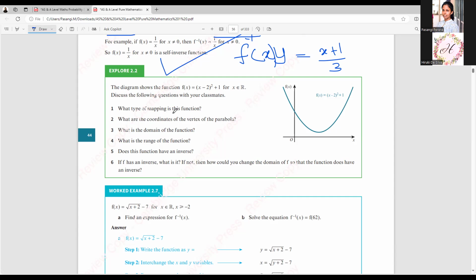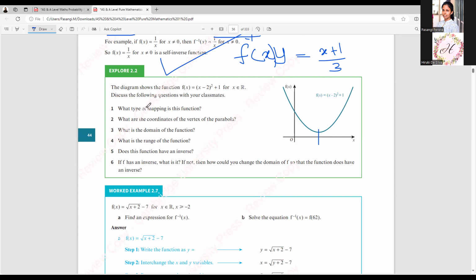Then what are the coordinates of the vertex of the parabola? Here, 2, 1. Yes, vertex means the turning point. It would be when the bracket equals 0, that means x equals 2. Then you can calculate that as 2, 1 as well.